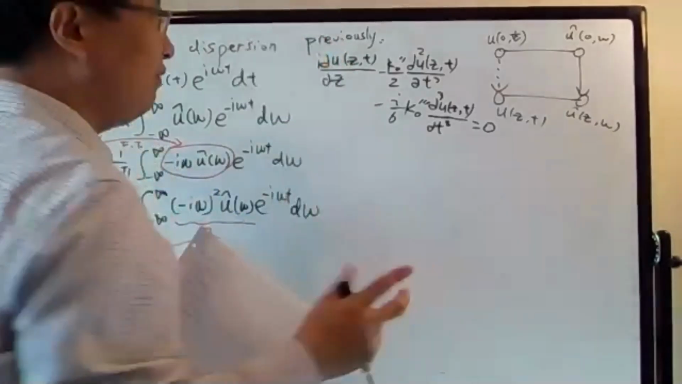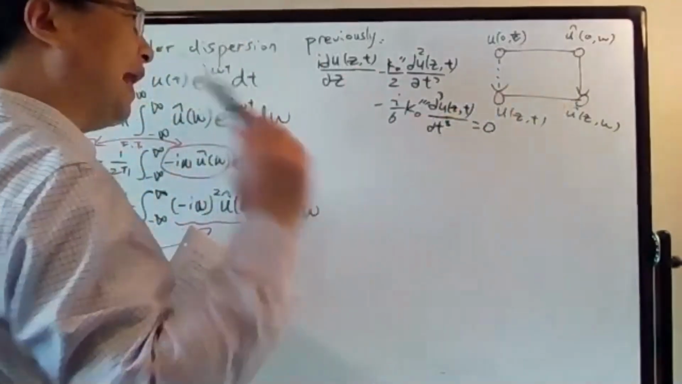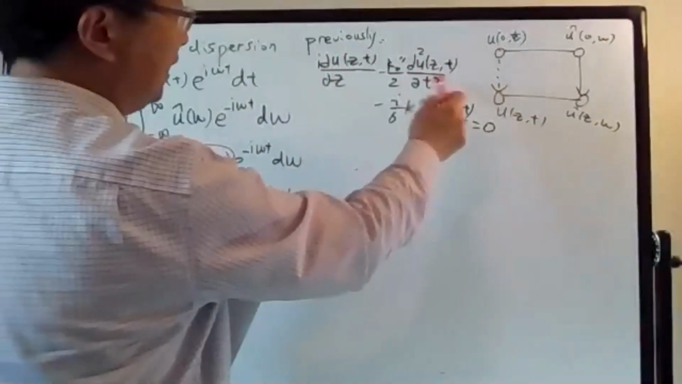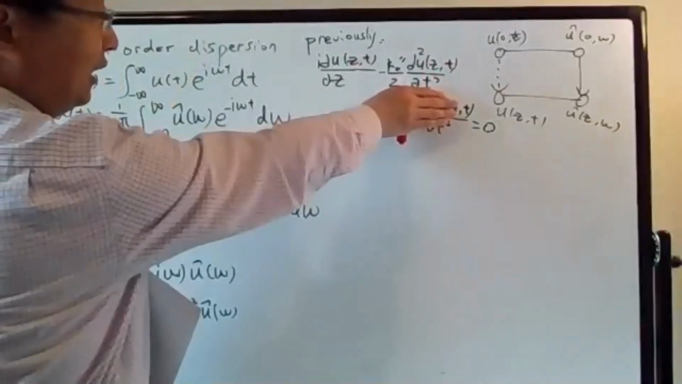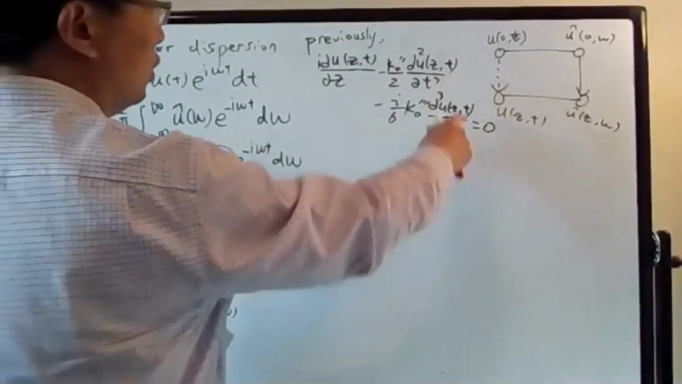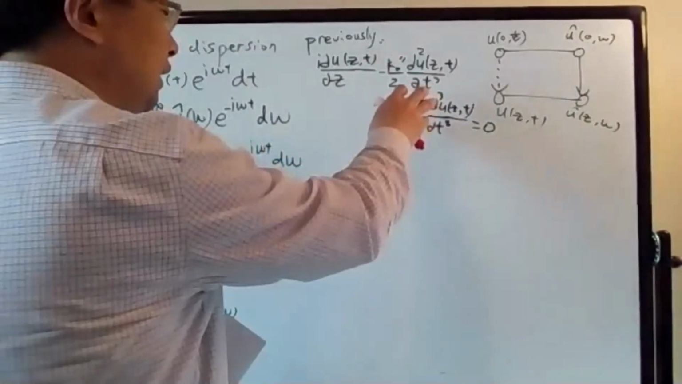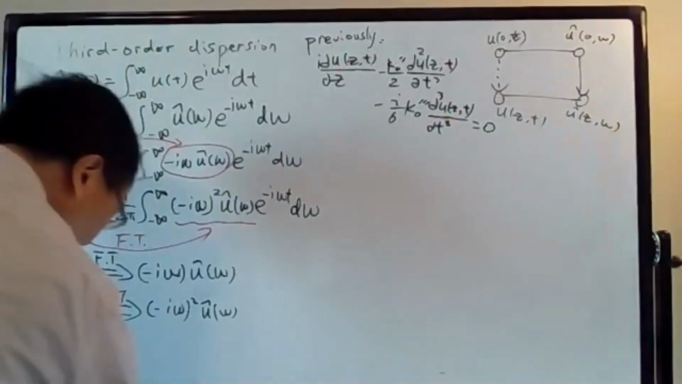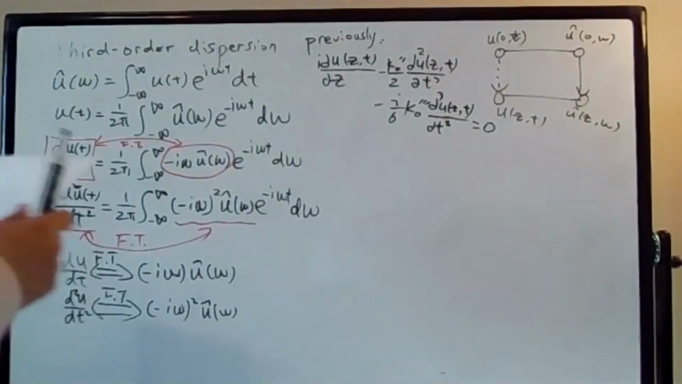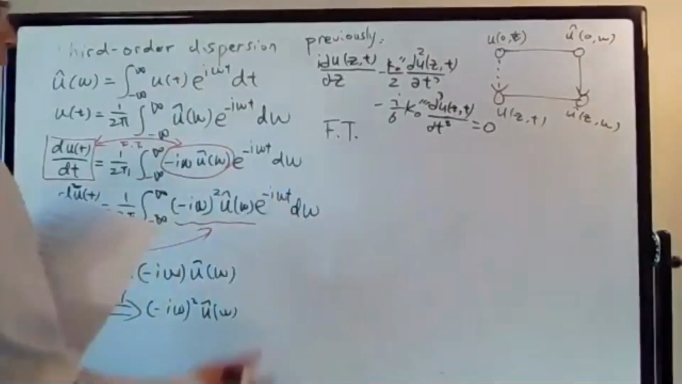So in the previous case, what we did last class was the piece including d dz and d dt squared. This term, the third order term, was not included. Today, we are going to include this third order term. Let's see how this third order term plays a role in our dispersion effect. So let's take a Fourier transform.